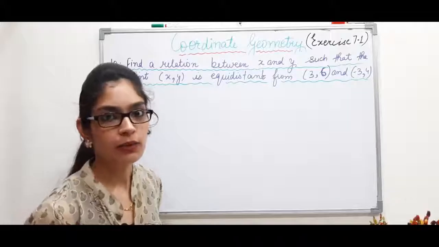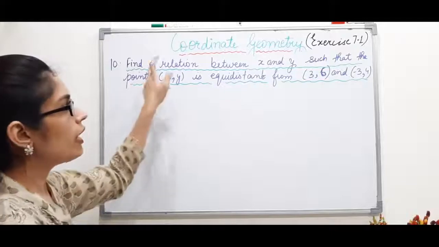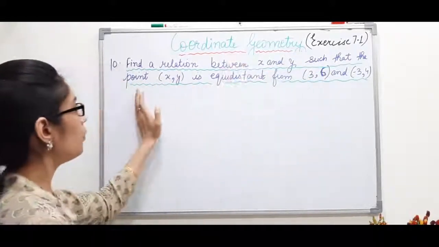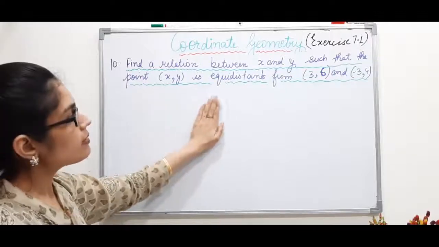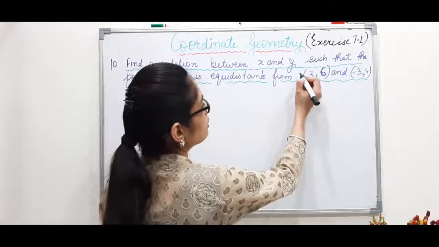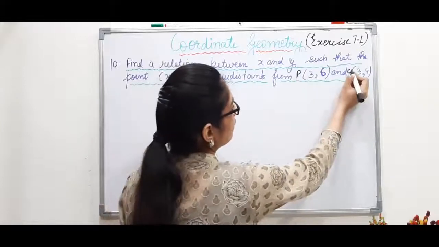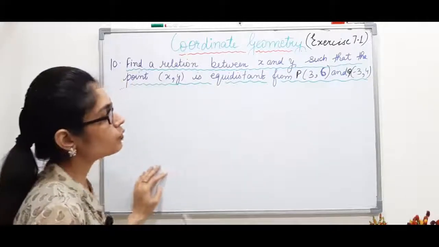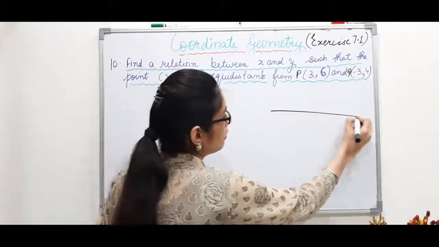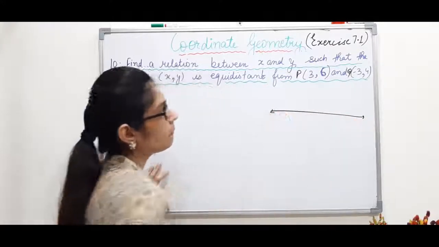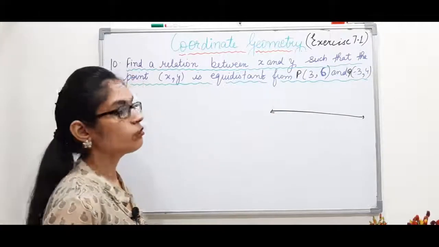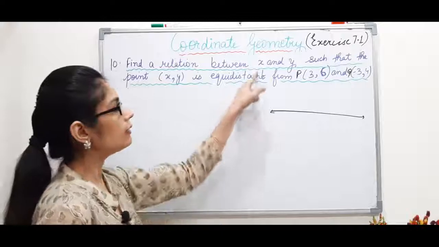Here comes the last question of this exercise. Find a relation between x and y such that the point x, y is equidistant from these two points. So let us assume this is point P and this is point Q. So same question, equidistant, like we have done in the previous question, but there we found the value of x, and now we have to find the relation between x and y.